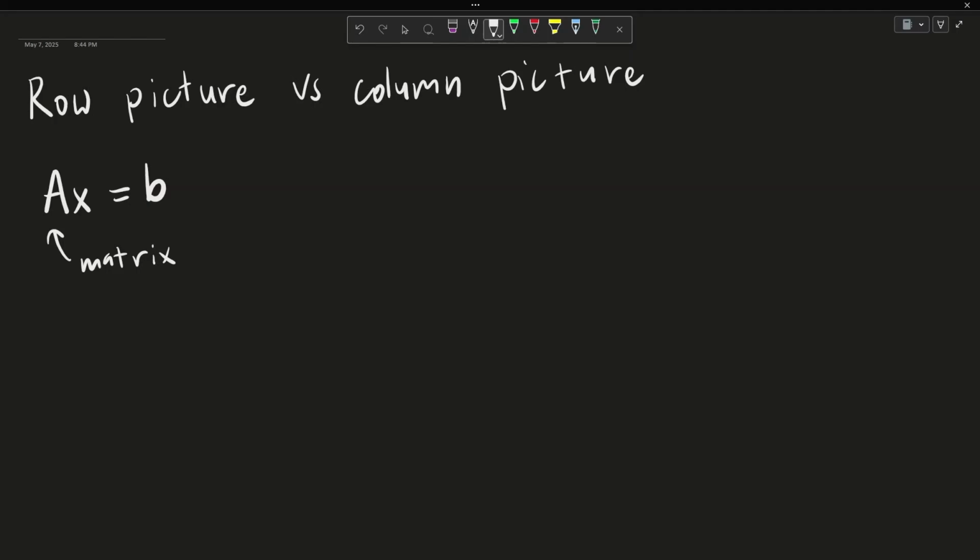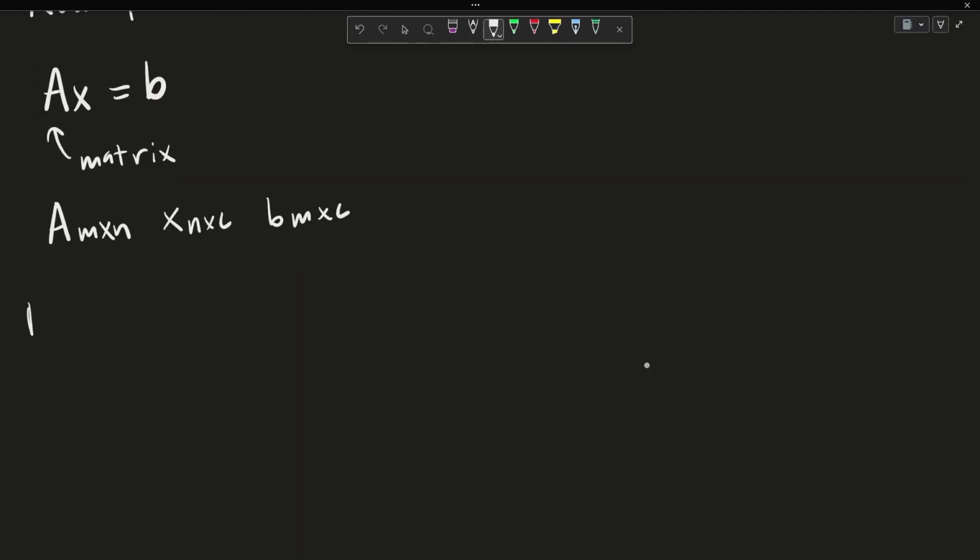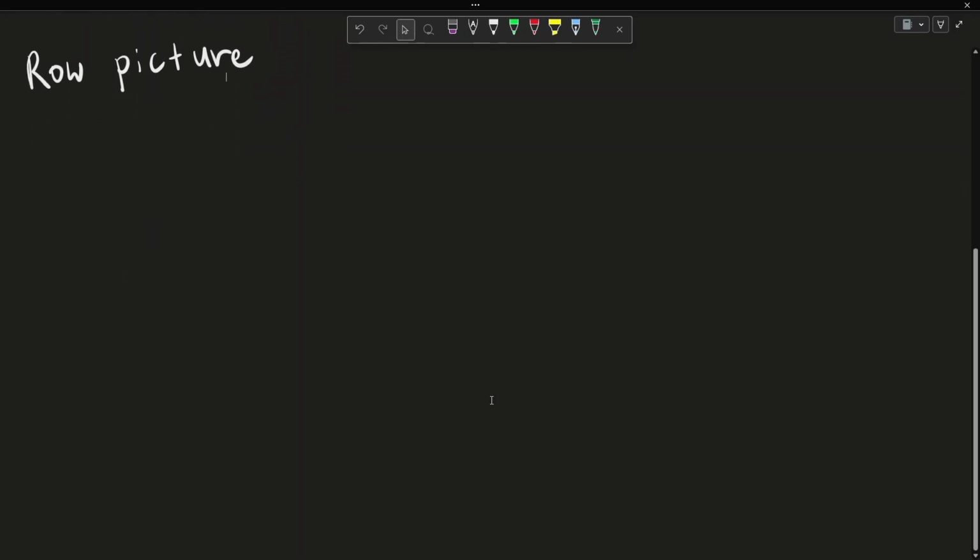And so you'll remember from the matrix multiplication series that if A is an M by N matrix, X must then be an N by L matrix, and B would be an M by L matrix. We need to figure out a way of interpreting what this matrix multiplication would look like. And so first we'll start with row picture.